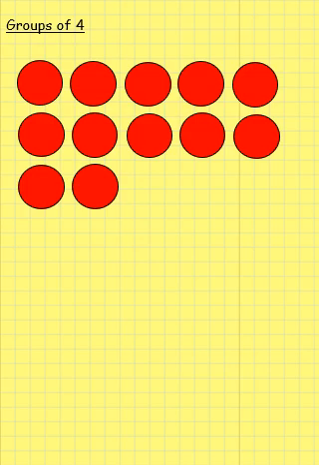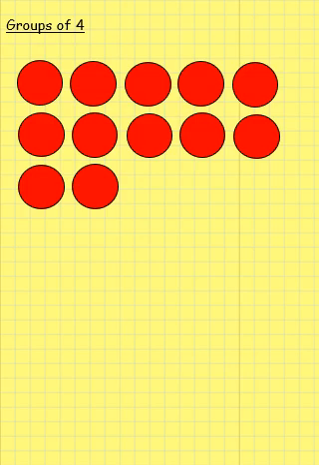So what I want you to do is, in your books, draw these 12 circles, which are arranged in a similar way to an array. And I want you to consider how you could show this and group them into groups of 4. I want you to pause the video here whilst you do that.